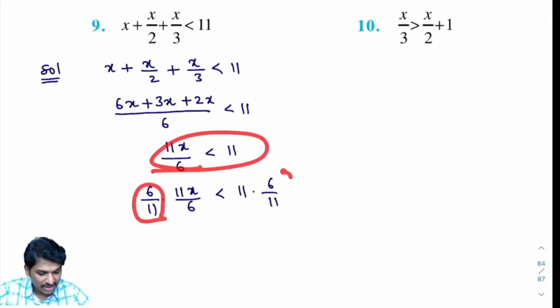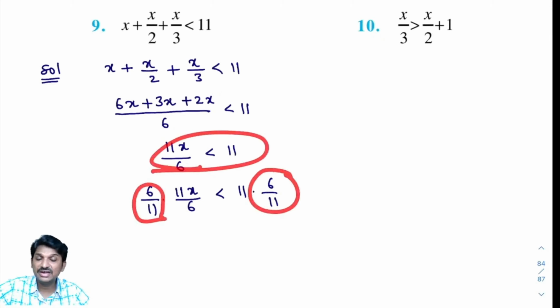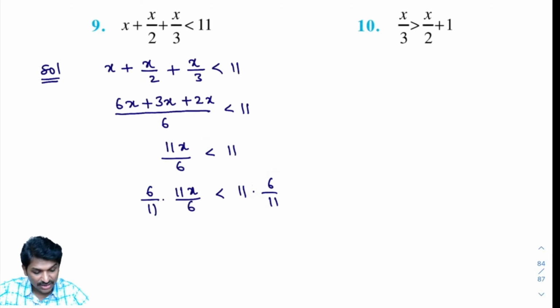For this inequality, I multiplied with 6 by 11 on both sides. As 6 by 11 is positive, when we multiply with a positive real number, the inequality sign remains the same. Less than remains less than only. Now look here, this 6 6 will get cancelled. 11 11 also will get cancelled. This 11 11 also will get cancelled. What you will get? You will get that x is less than 6.